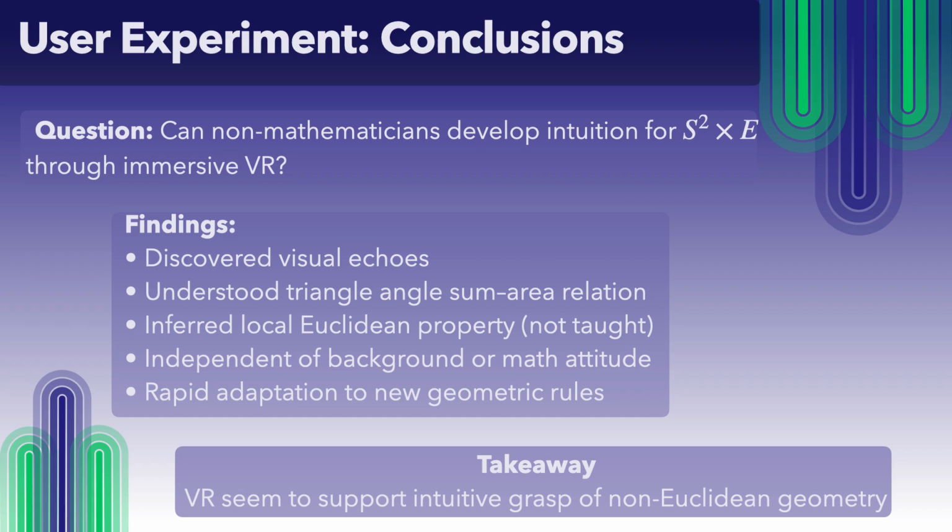visual echos and the relation between area and the sum of a triangle's angles, as well as the locally Euclidean property that was not explicitly introduced during the experiment. Additionally, their performance was independent of their educational background or attitude towards mathematics. We also observed that participants accepted the specifics of the geometry quickly and adapted their reasoning, indicating a remarkable and unexpected flexibility in questioning their acquired knowledge about geometry.